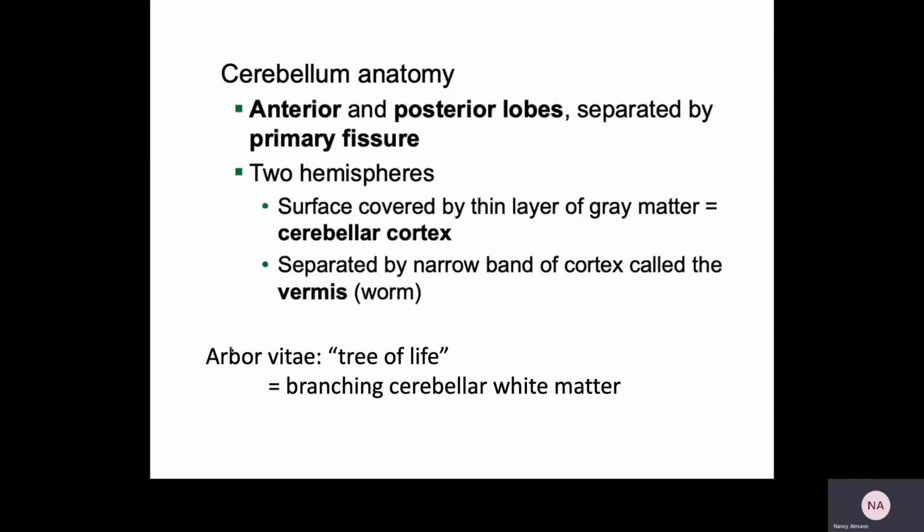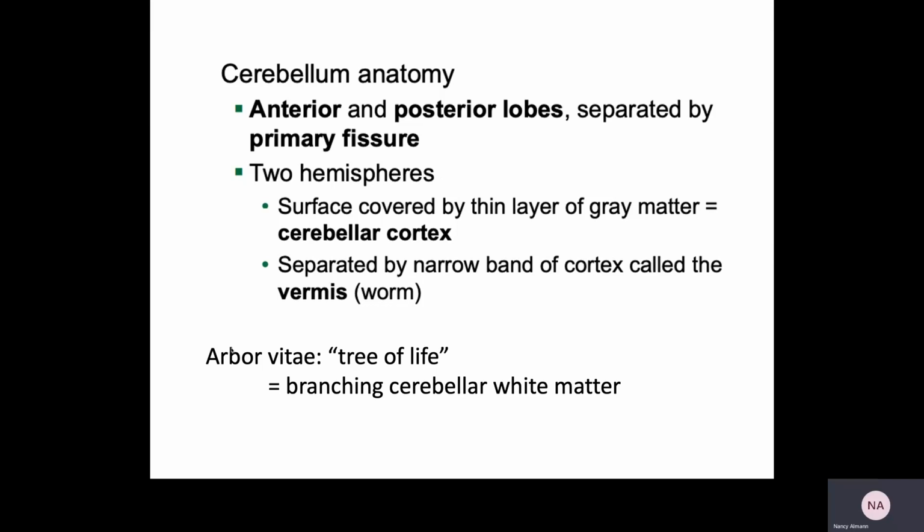When it comes to the anatomy, there are going to be anterior and posterior lobes. They will be separated by a primary fissure. There are two hemispheres. The surface is going to be covered by a thin layer of gray matter, and the hemispheres will be separated by what is known as the vermis, which is Latin for worm.